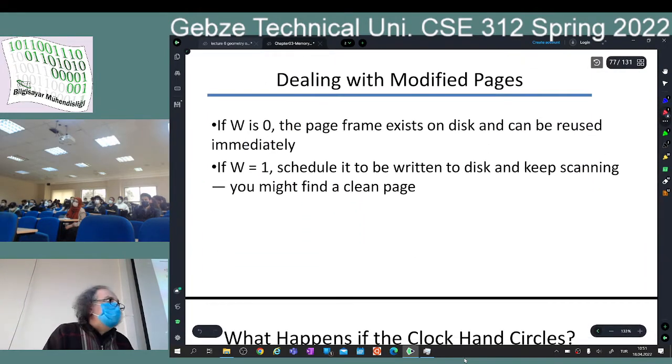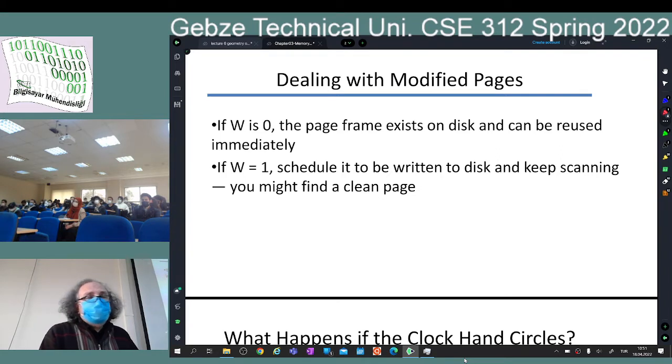Okay. So what happens with the modified pages? We never talked about the modified pages. We kept talking about the virtual clock field and the R bits. How about the W bits?